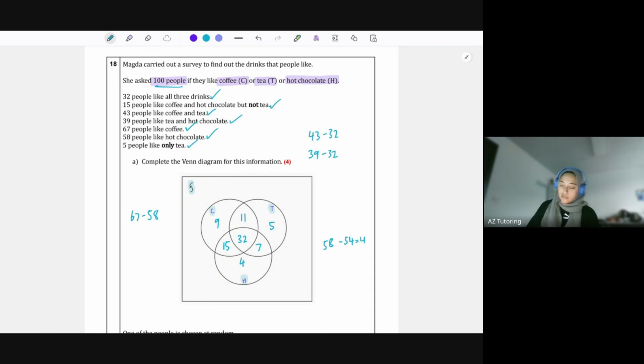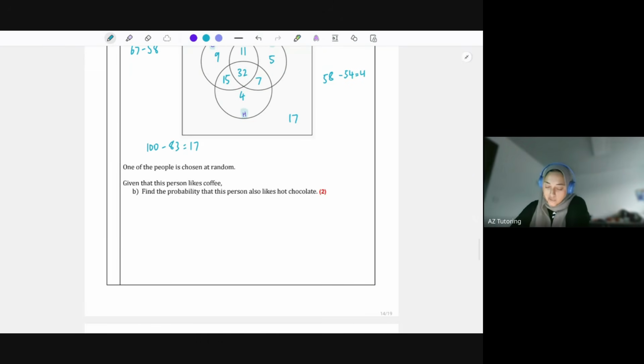That gives us 83. So what we need to do to find out how many people do not like any of the drinks, we're doing 100 people, which is a total, minus the sum of what we've just done, which is 83. And that's just going to give us 17. So to demonstrate that, we just write that outside the circles. And that's the Venn diagram completed. So that's a nice 4 marker there.